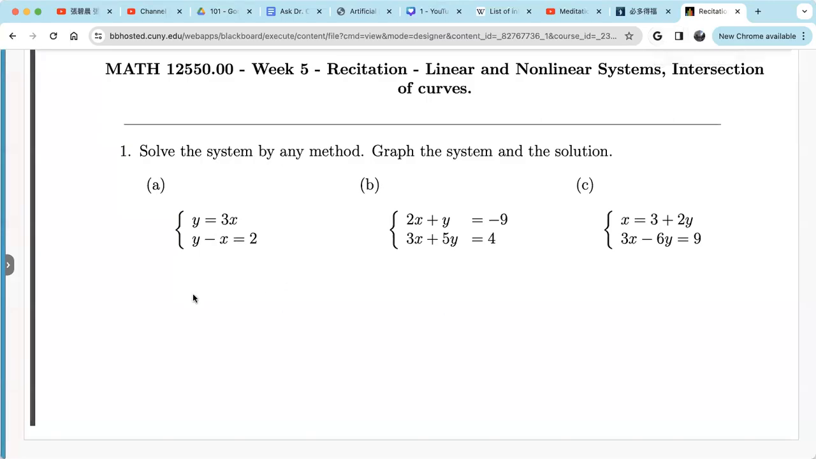Recitation 5. Solve the system of equations. The different methods.